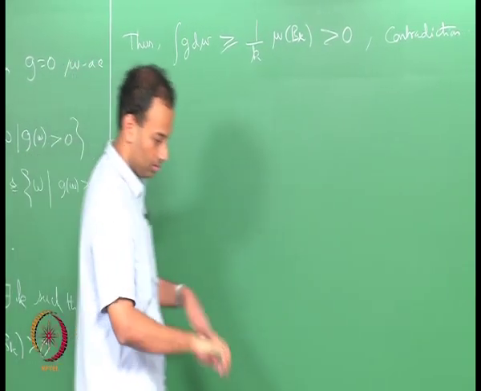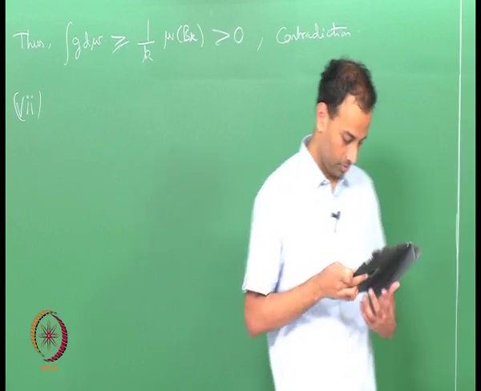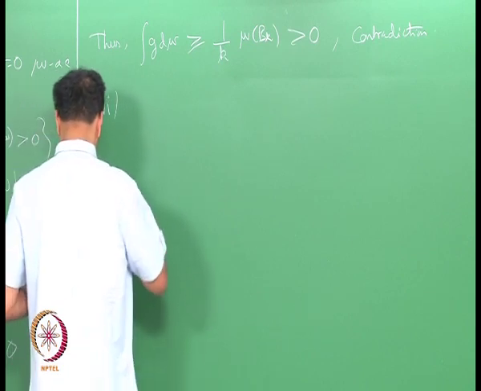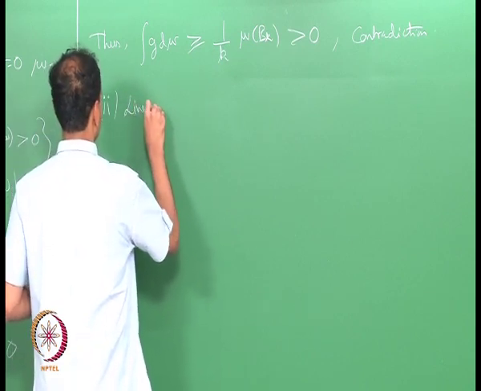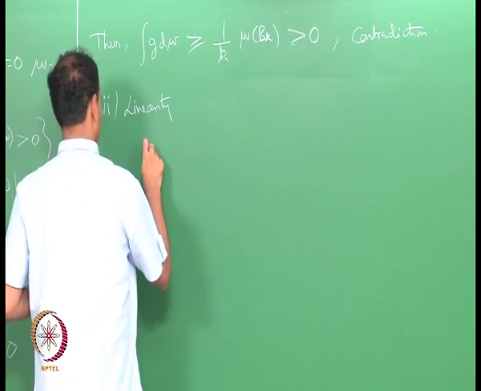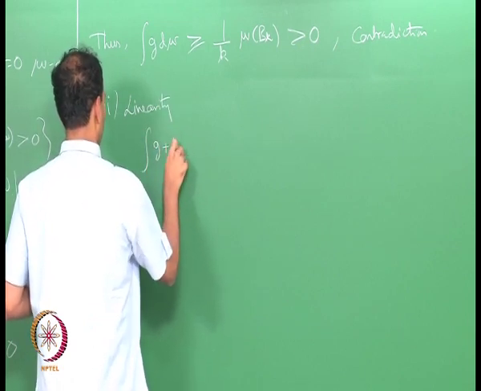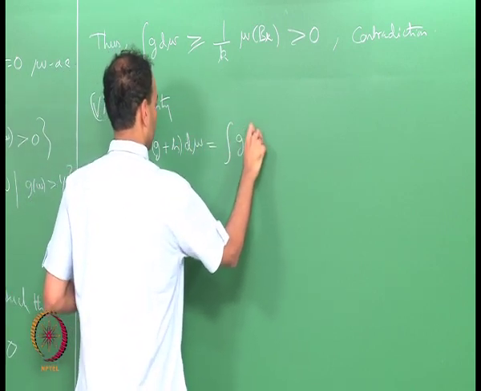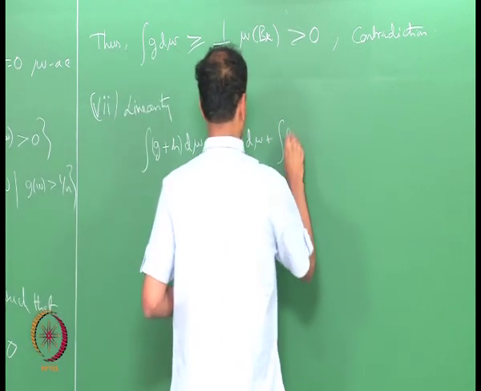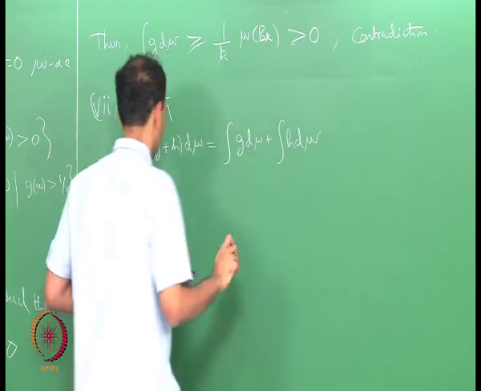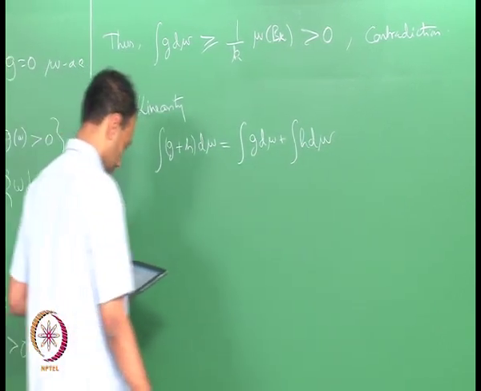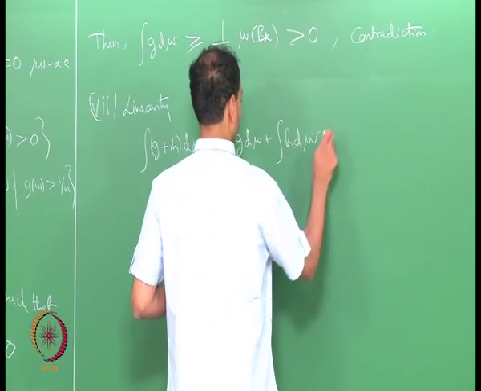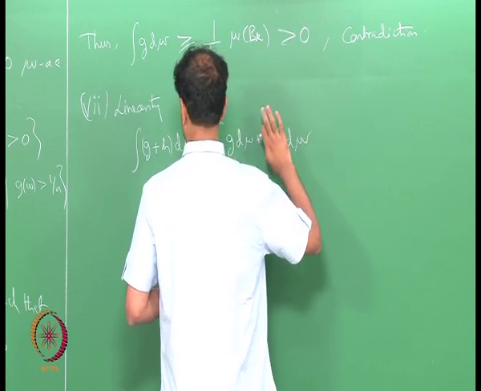Property number 7. Property number 7 is a very fundamental property of integrals called linearity. Integral of g plus h d mu is equal to integral g d mu plus integral h d mu. Okay. So, this is the integral form of the statement.